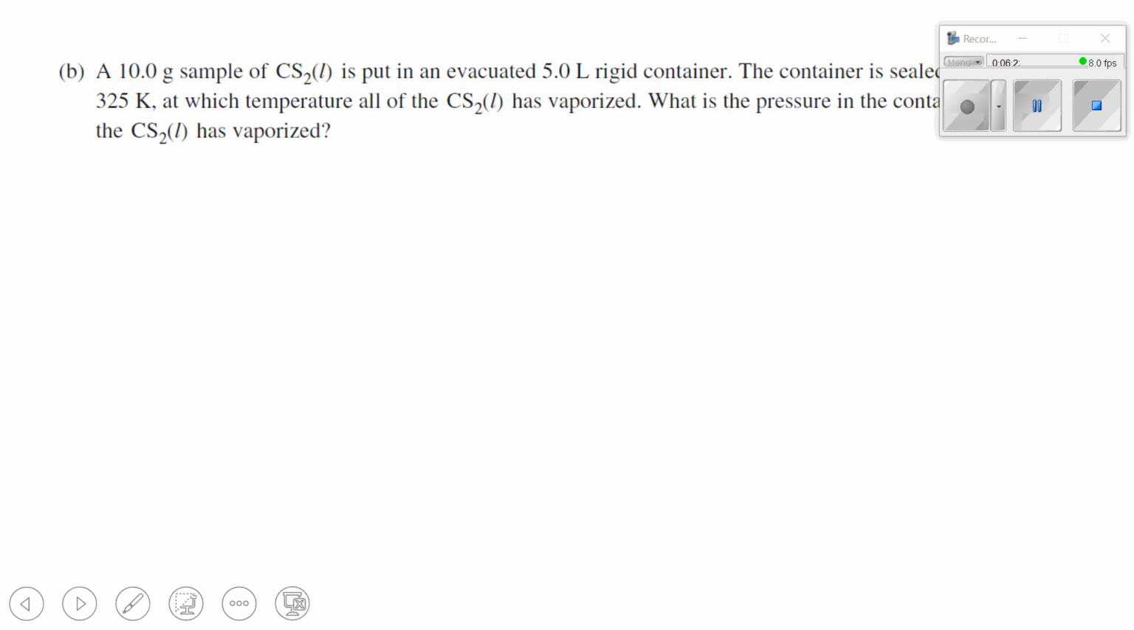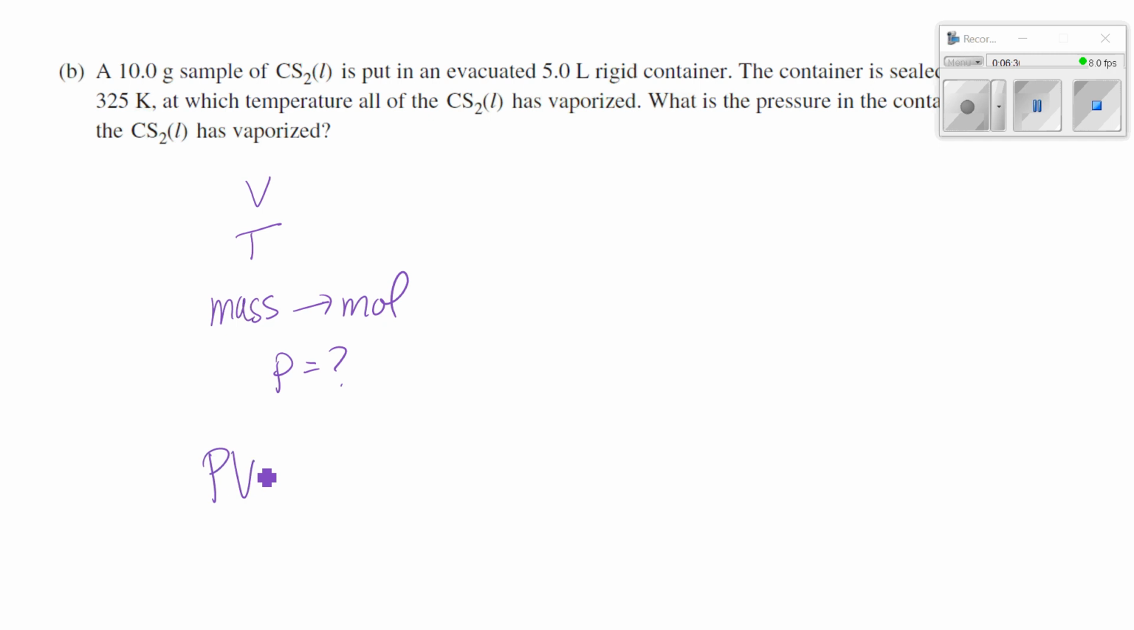And then this one, what is the pressure? We're given a volume, we're given a temperature, we're given a mass, which we can convert into moles, and we're trying to find pressure. So this looks like a PV equals nRT scenario here. So we're going to rearrange that, and we're going to solve for pressure.